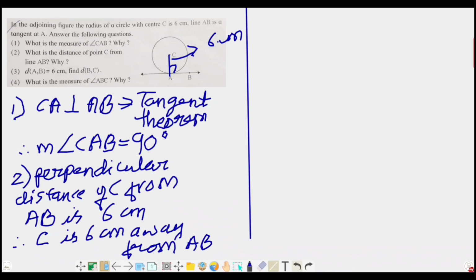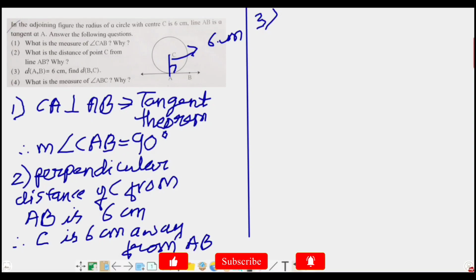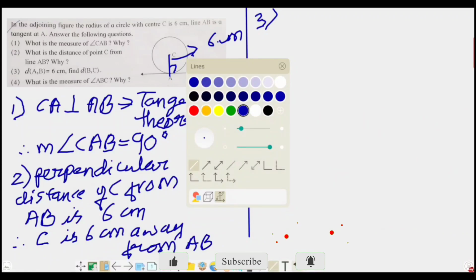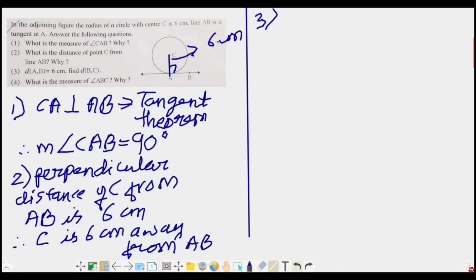Now in the next part, what they have asked, students, just read it. Distance AB is given 6 centimeter. You are asked to find the BC. Okay. Now for BC, if I join this, you get a right angle triangle. In that, AB is also given 6. So which theorem you can apply? Yes. So apply Pythagoras theorem.